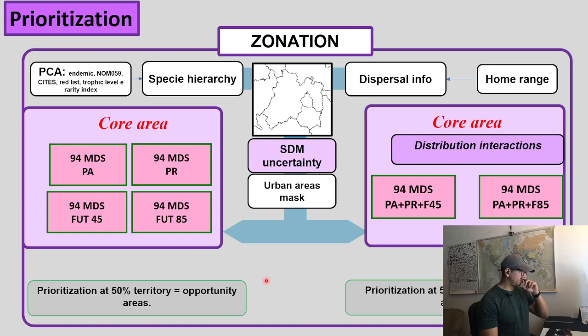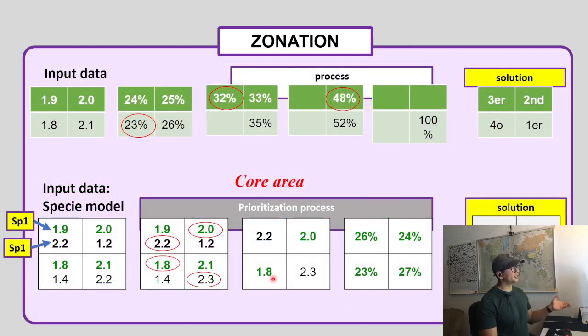So yeah, that's basically the conceptual thing, and this is how the core area rule works, which is the rule we will be using, because there are other ones, right? Imagine that I have one species, and I have values of 1.8, 9, 2, 2.1. Obviously, the higher value means better conditions for that species. So what Zonation does is identify where I have the lowest value, and it will eliminate that, and that's how it's going to be.